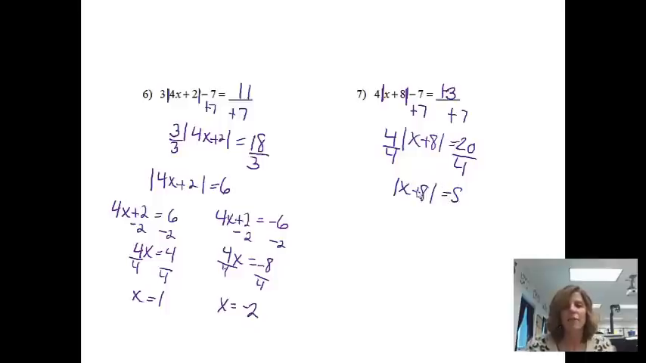And then from here, now that I have the absolute value isolated, we get two equations. x plus 8 equals 5, and x plus 8 equals negative 5. And then from here, subtract 8, I get x equals negative 3. And on this one, if I subtract 8, I will get x equals negative 13. All right, let's try one more.